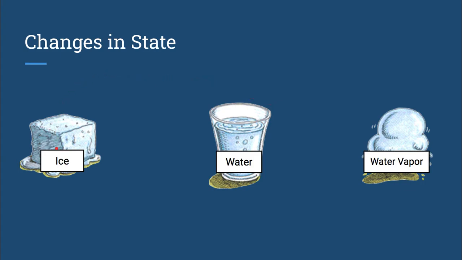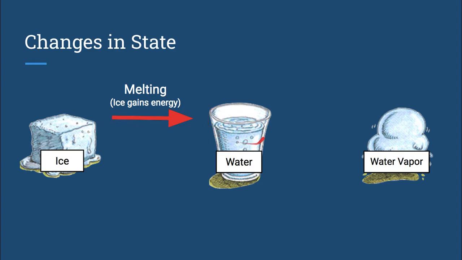Now, something cool about all matter is that you can change its state. Let's start down here with ice. Ice, again, has the least amount of energy. As I give ice more energy, or as the ice gains energy, it begins to melt. Solid ice turns into liquid water. Imagine putting an ice cube out in the sun. The sun is giving the ice energy, and it begins to melt.